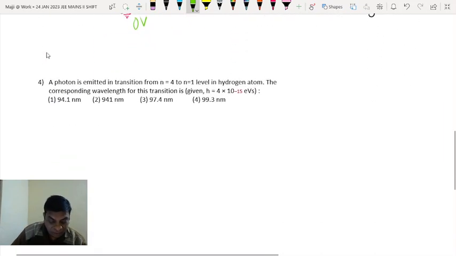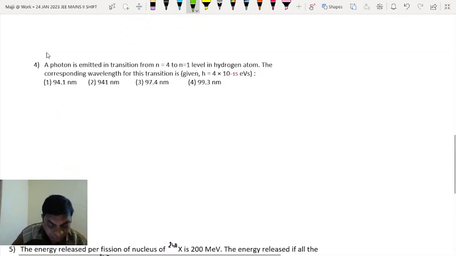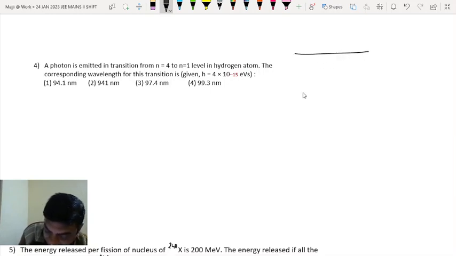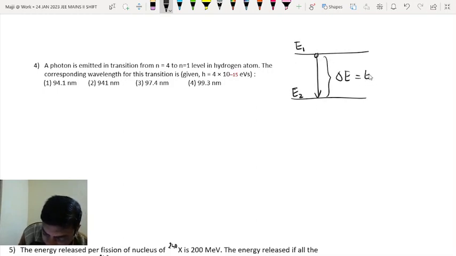Then coming to the fourth one. A photon is emitted in transition from n equal to 4 to n equal to 1 level in hydrogen atom. The corresponding wavelength for this transition is. You have to obtain the wavelength. It's very simple. Now, as you know, when an electron jumps from higher orbit to lower orbit, the difference in energy will be emitted in the form of a photon.